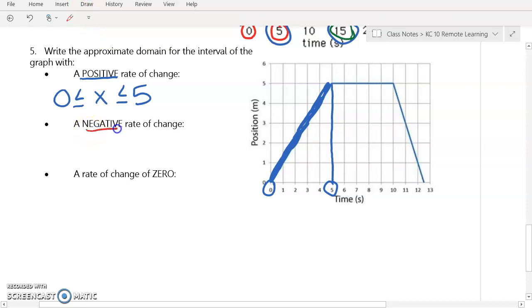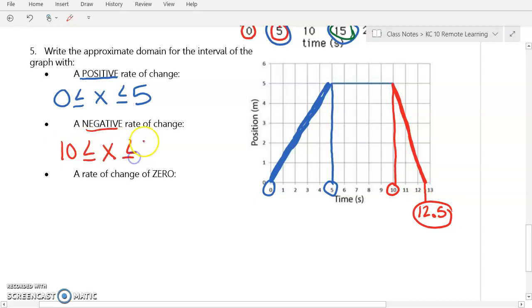A negative rate of change is where it's decreasing. So we're going to estimate where it was decreasing. Again, I'm highlighting that in red. So it started decreasing at 10. And it stopped decreasing about halfway between 12 and 13, which I'm going to estimate to 12.5. So it's going to be from 10 less than or equal to x less than or equal to 12.5.